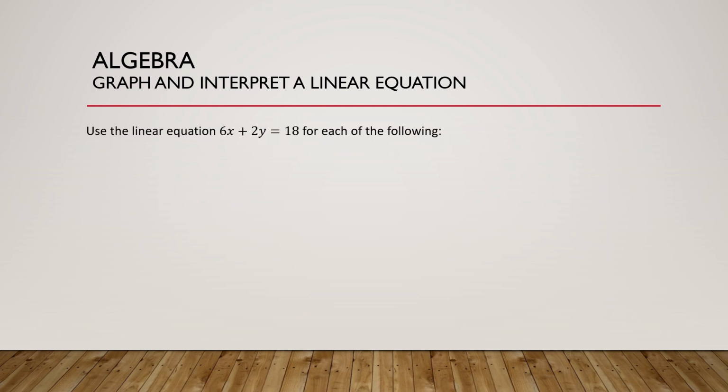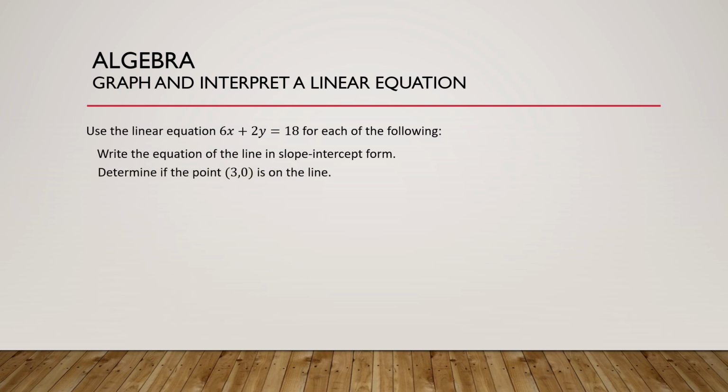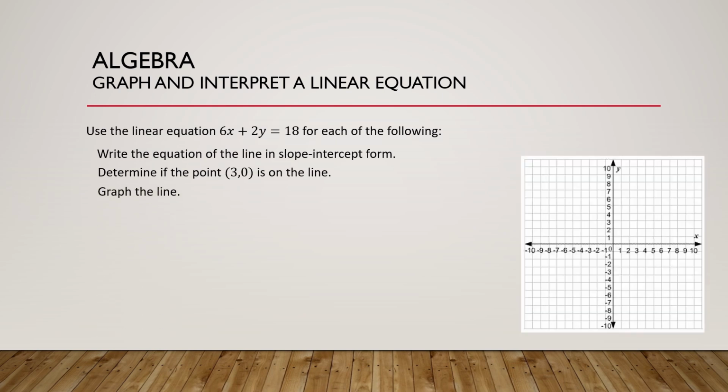Use the linear equation 6x plus 2y is equal to 18 for each of the following. Write the equation of the line in slope-intercept form. Determine if the point 3, 0 is on that line, and graph the line. First, to put this in slope-intercept form, we solve for y. So we take 6x plus 2y equals 18 and subtract 6x from both sides to get 2y is equal to negative 6x plus 18. Then divide both sides by 2 to get y is equal to negative 3x plus 9.